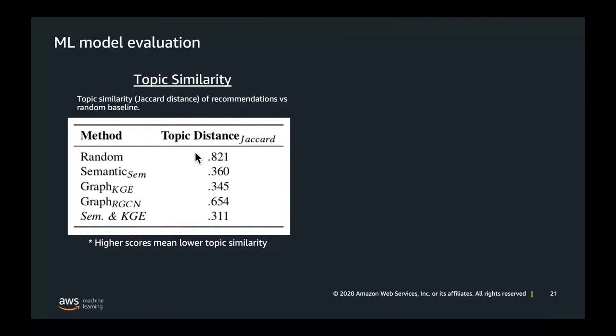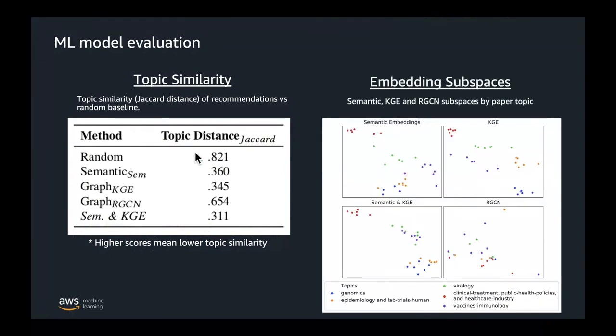Now, moving on to how we rank the ML on top of the graph or the papers. We first look at the topic similarity of the recommendations and see how much overlap there is, and we see that the concatenation of semantic and KGE is the best. And now we also look at the embedding subspace in a 2D space.